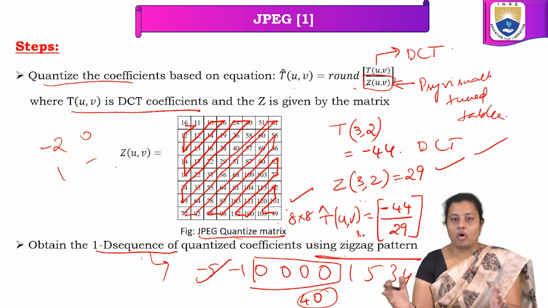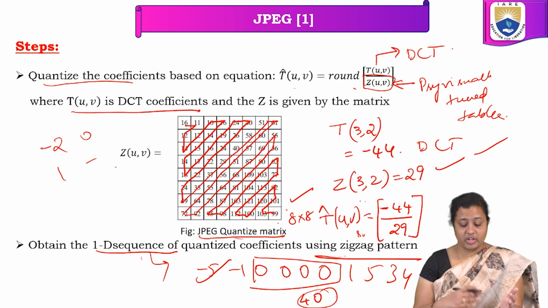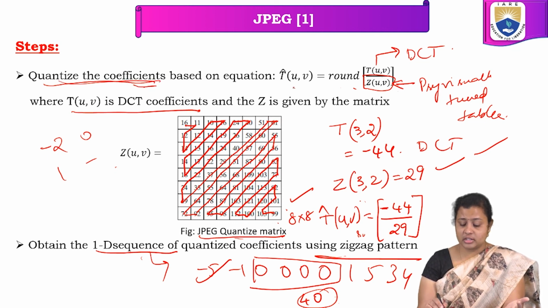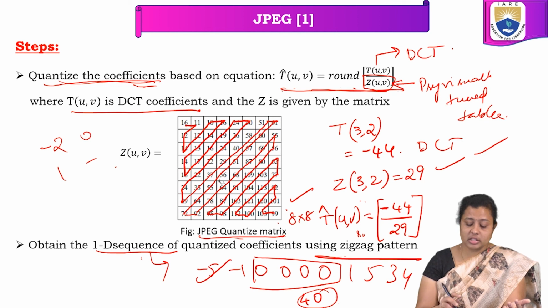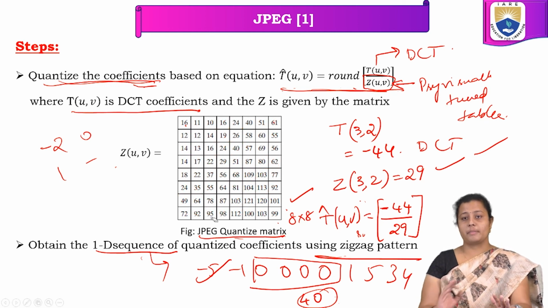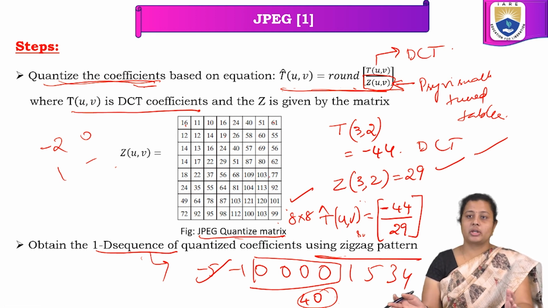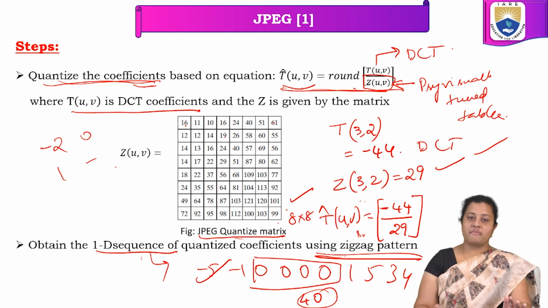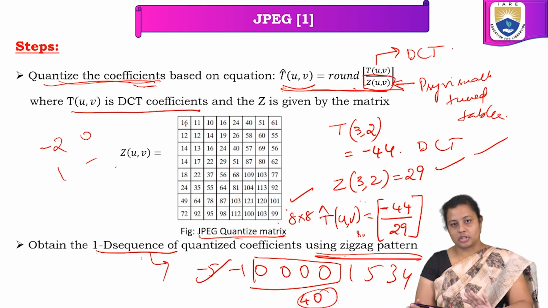So JPEG is basically a form of block transform where the subimage size is 8x8 and the transformation technique is the DCT, right? After that we convert into a quantization model. The quantization method we use here is this equation: T cap of u comma v is the round of the DCT coefficients divided by the JPEG quantization matrix. This matrix is fixed for all applications. It is a standard matrix. Using these values, we calculate T cap. After getting T cap, using a zigzag pattern, I get a 1D sequence, and I pass that 1D sequence through run length coding or Huffman coding to achieve the compressed image, right?